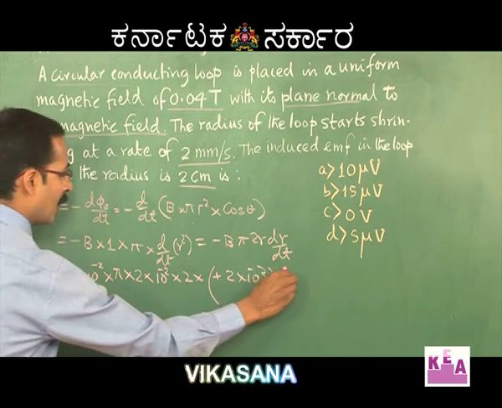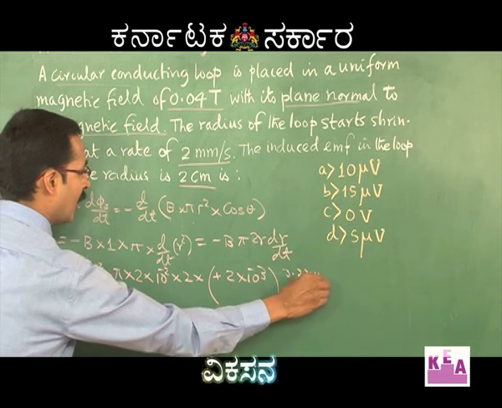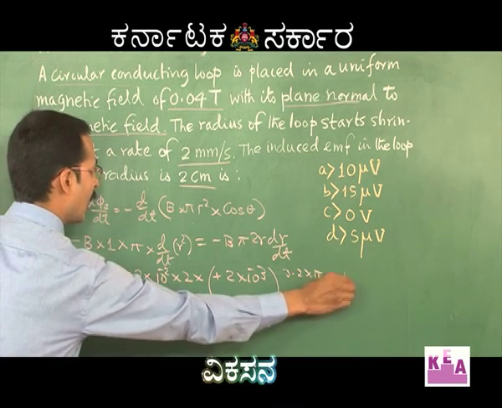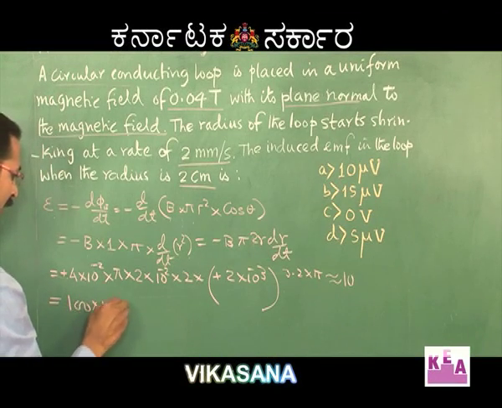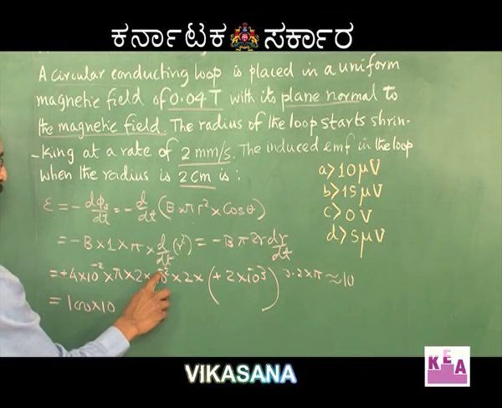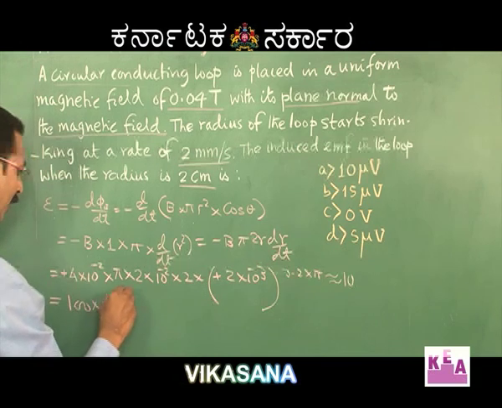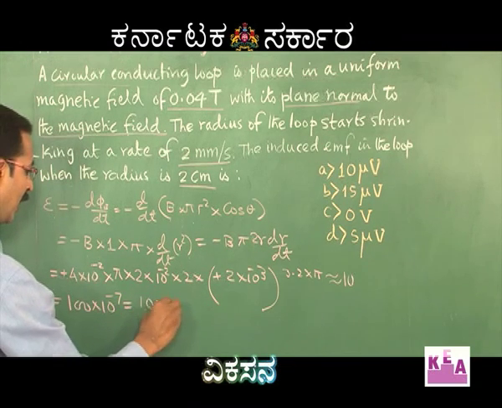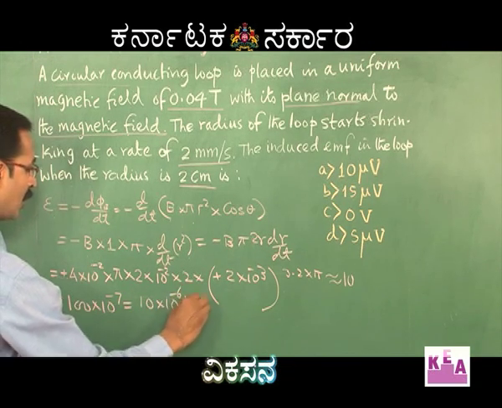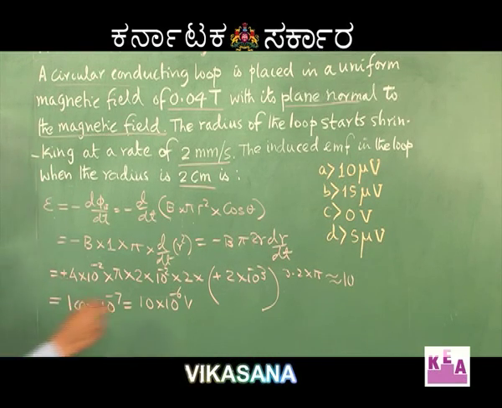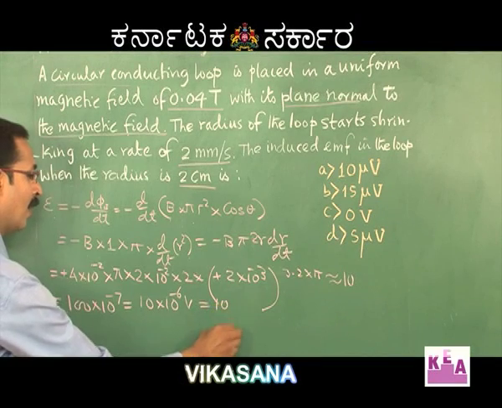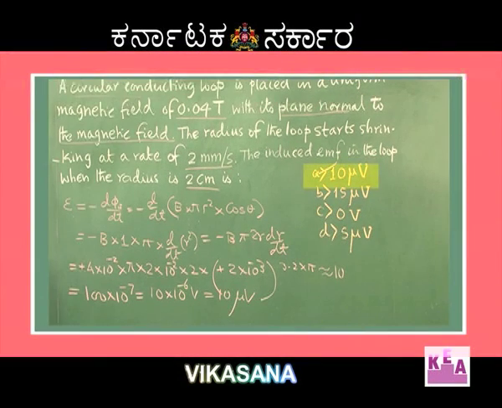32 into pi is 100. That you have to remember, 3.2 into pi is very approximately 10, therefore 32 into pi is approximately 100. 100 into 10 power minus 2 minus 2 minus 3, that is 10 power minus 7, which is equal to 10 into 10 power minus 6 volt. Therefore, the answer is 10 into 10 power minus 6 volt, which is 10 microvolt. The answer is A, 10 microvolt.